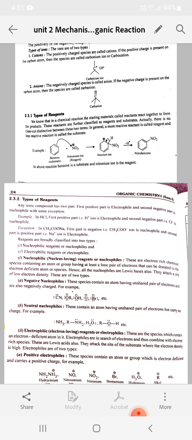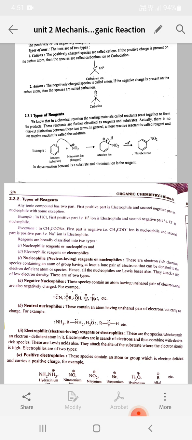Then the reagents are broadly classified into two types: first, nucleophilic reagents or nucleophiles, and second, electrophilic reagents or electrophiles. Let's talk about the nucleophilic or nucleus-loving reagents. These are electron-rich chemical species containing an atom or group having at least a lone pair of electrons that can be donated to the electron-deficient atom or species.